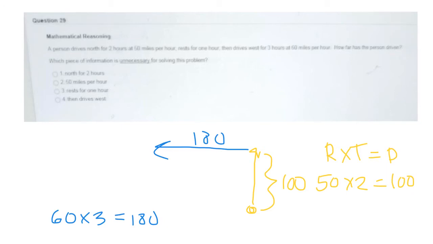Which piece of information was unnecessary? Did we really need to know that the driver rested for 1 hour right here? Absolutely not, because that has nothing to do with how far the person drove, right? So resting for 1 hour was unnecessary information. Therefore, this is the answer.